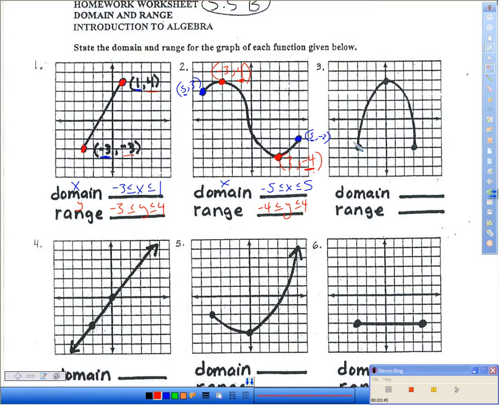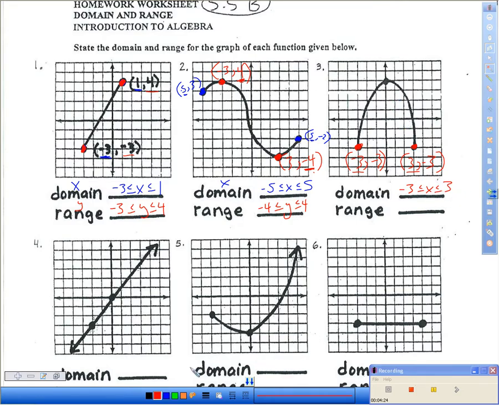On number 3, we want to see the farthest point on the graph to the left, which would be this one. The coordinates of that point are (-3, -3). The coordinates of the point that is farthest to the right is over here. Everything in between is included as well, but the coordinates of this point are going to be (3, -3). So our x's go all the way from -3 over to +3. So we would write that as -3 is less than or equal to x is less than or equal to +3.